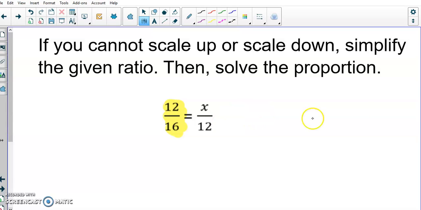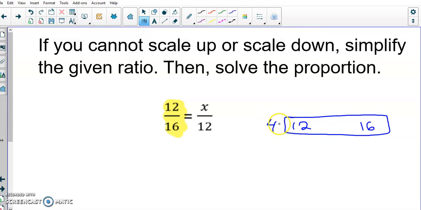So I have 12 to 16. I'm going to set up my birthday cake, put my 12 and my 16. Think of your greatest common factor, which is 4. 12 divided by 4 is 3. 16 divided by 4 is 4. That's our simplified ratio, 3 to 4. So I'm going to replace the 12 to 16 with 3 to 4 and bring down our x to 12.